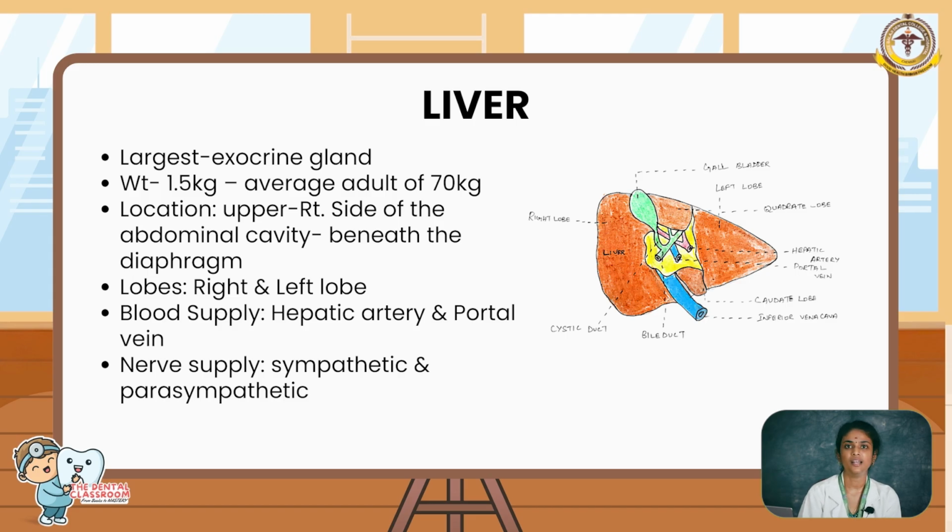The blood supply of the liver is the hepatic artery and portal vein. The hepatic artery carries oxygenated blood and the portal vein carries deoxygenated blood, which together mix in the liver sinusoids. From the liver sinusoids, the blood drains into the hepatic vein, and from the hepatic vein it passes into the inferior vena cava. Next, coming to the nerve supply, the liver is supplied by both parasympathetic and sympathetic innervation. Parasympathetic innervation is by the vagus and sympathetic innervation is by the celiac plexus.